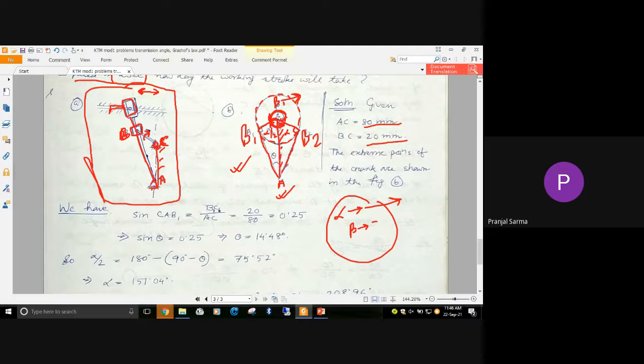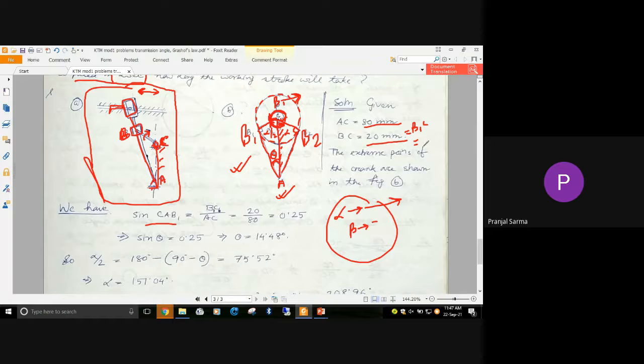So I can write from this triangle ACB1: sine of angle CAB1, that is this angle, equals B1C divided by AC. BC is given, and B1C or BC is the same thing. It is the same crank just rotating, and we are showing two different positions of it. So BC, B1C and B2C are the same thing: BC is equal to B1C, which is equal to B2C.